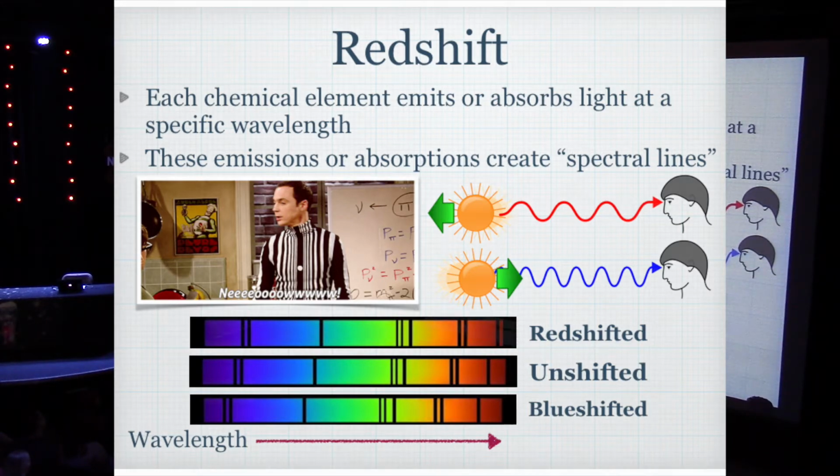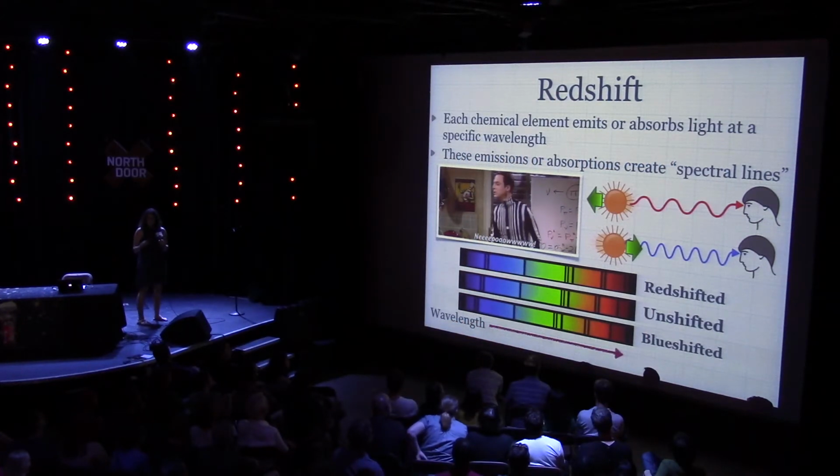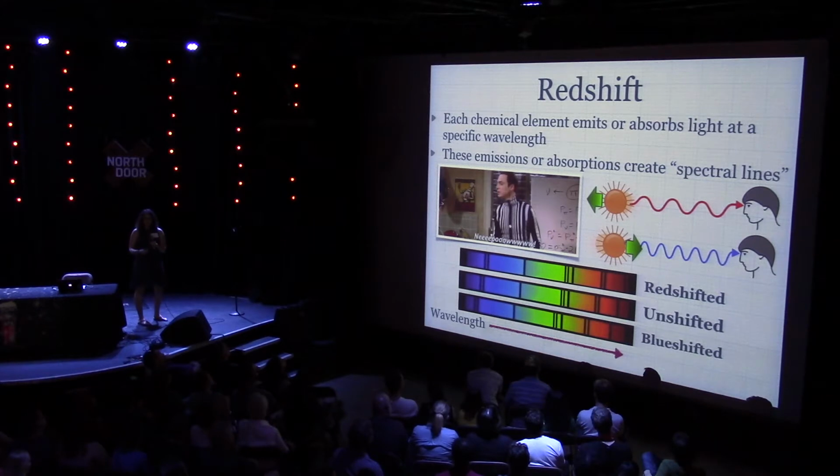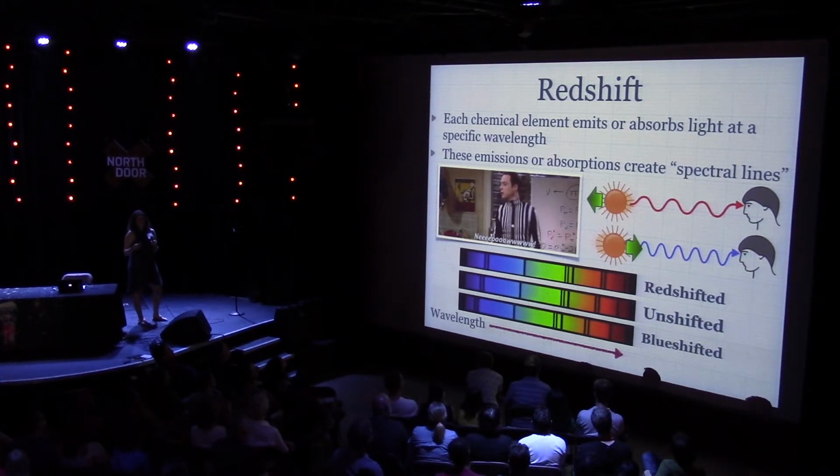So this is how we find out how far away a distant galaxy is. We take a spectrum of it, and we look for lines that we recognize, and we say, okay, that line has been shifted to this other wavelength. And with that, we can figure out how far away it is, thanks to Hubble and Dr. Sheldon Cooper.